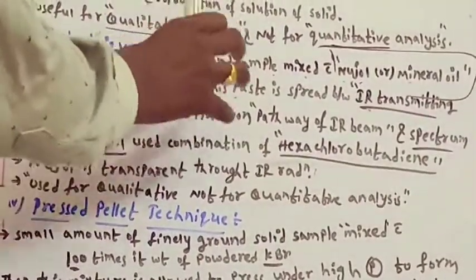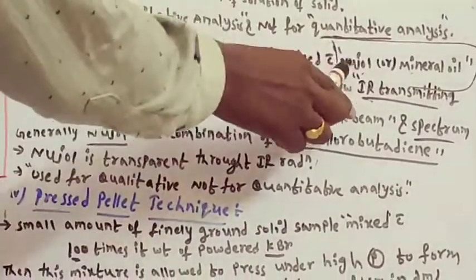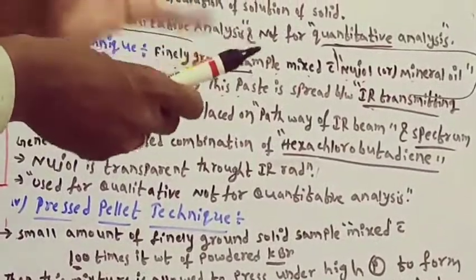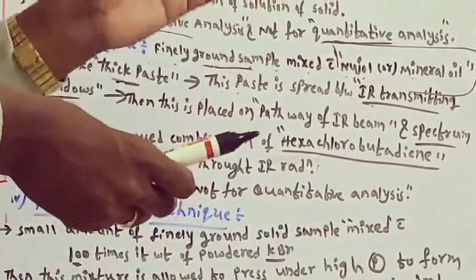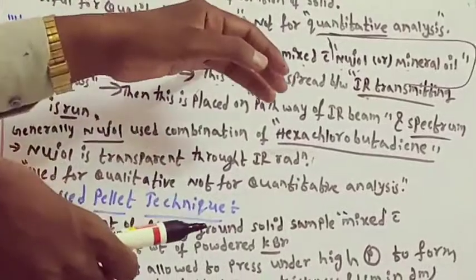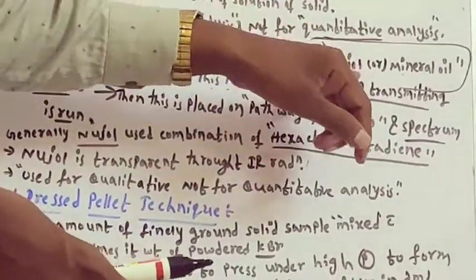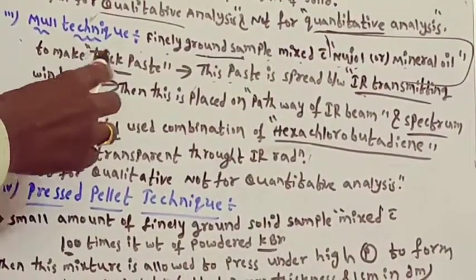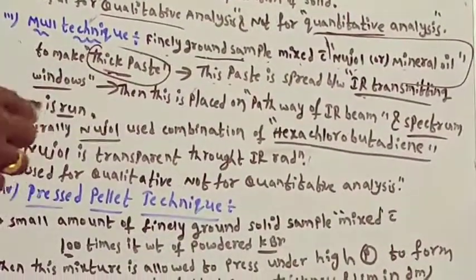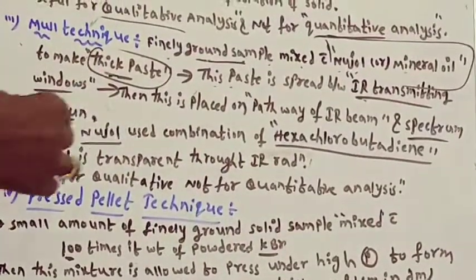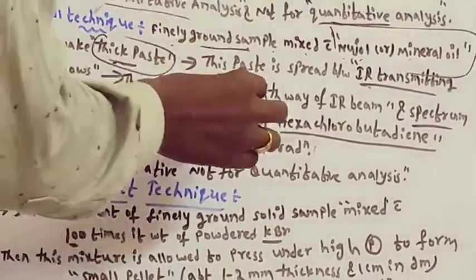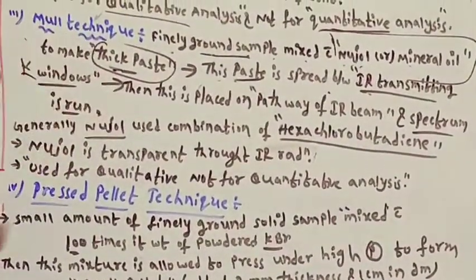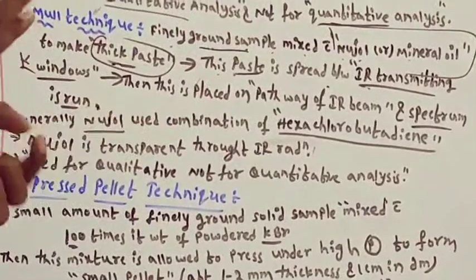The powder sample has to be mixed with Nujol or Mendeleev, both are the same, also known as high molecular weight liquid paraffin. For what? To make a thick paste. After making the paste, this paste is spread between IR transmitting windows.